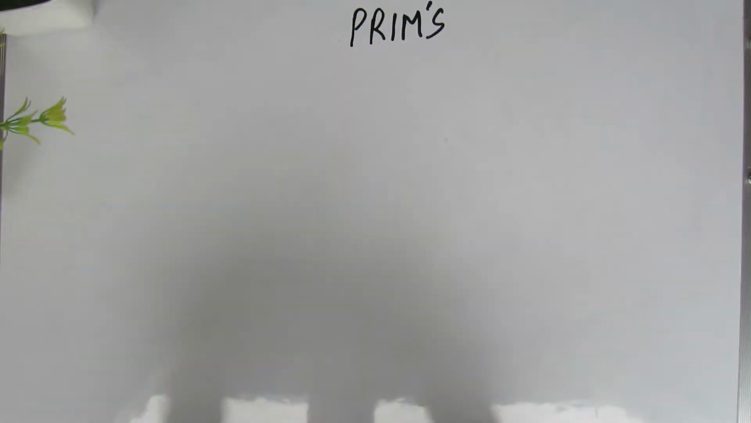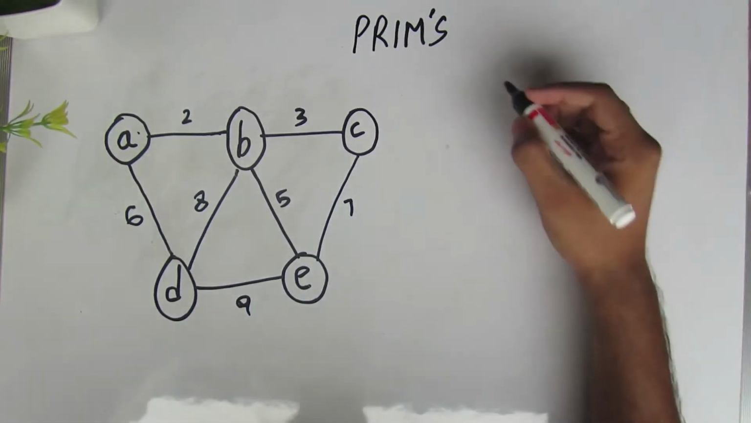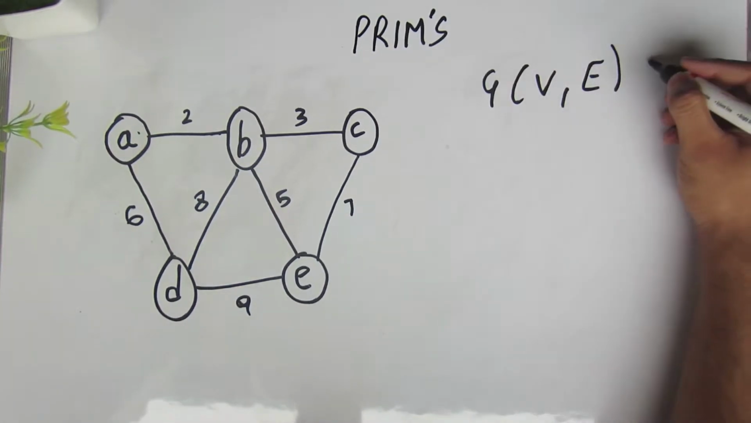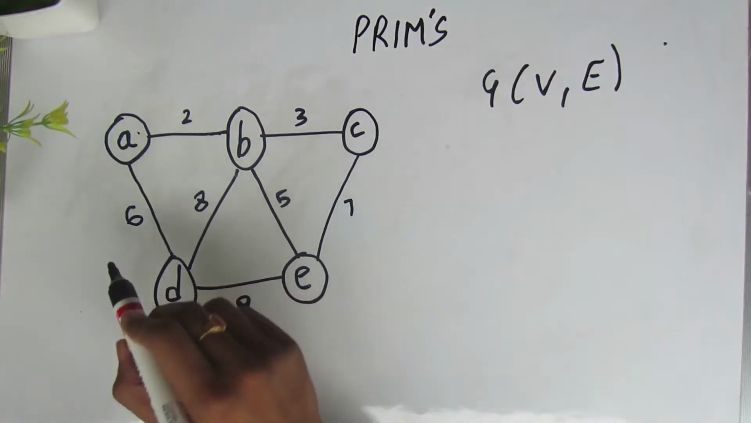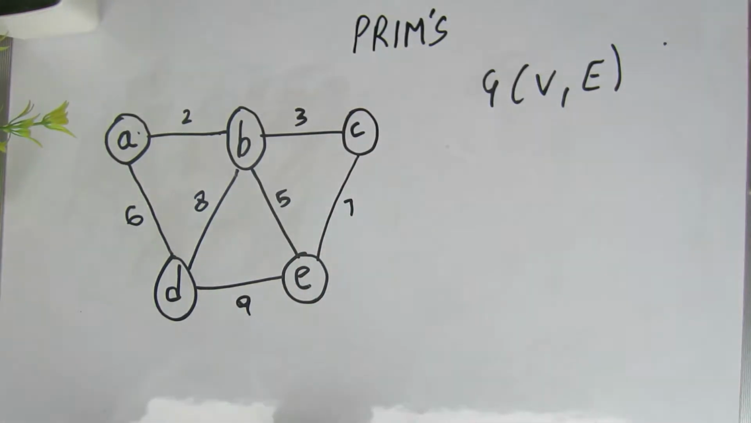So we are back at our whiteboard. Prim's algorithm was invented by the scientist called Prim. This is the example we are considering. This is a graph G with vertices V and edges E. There are 5 vertices and 7 edges. This is an undirected graph.